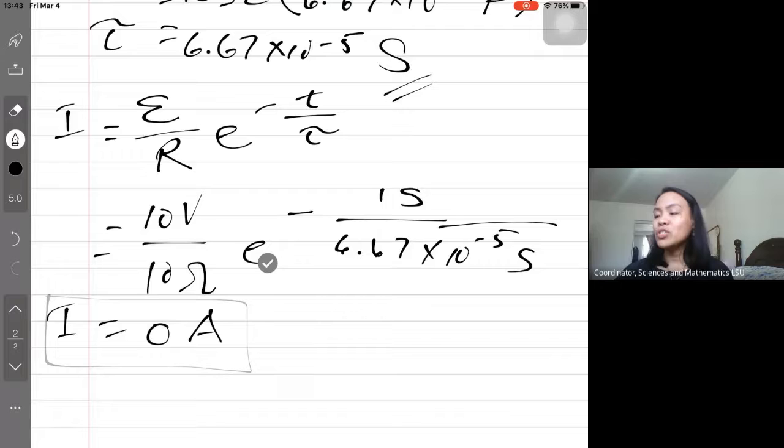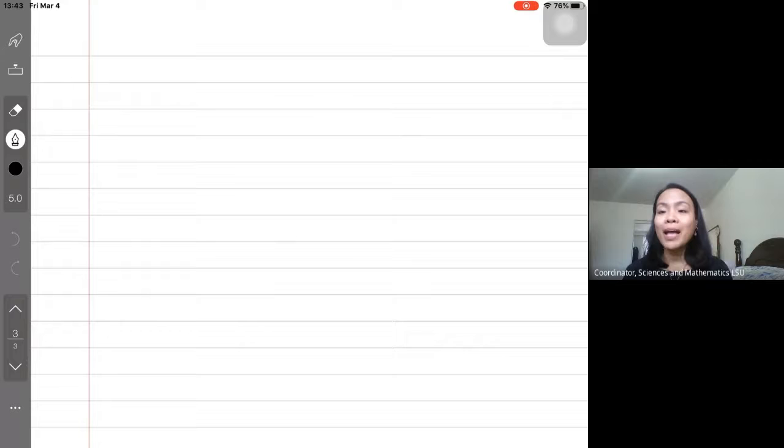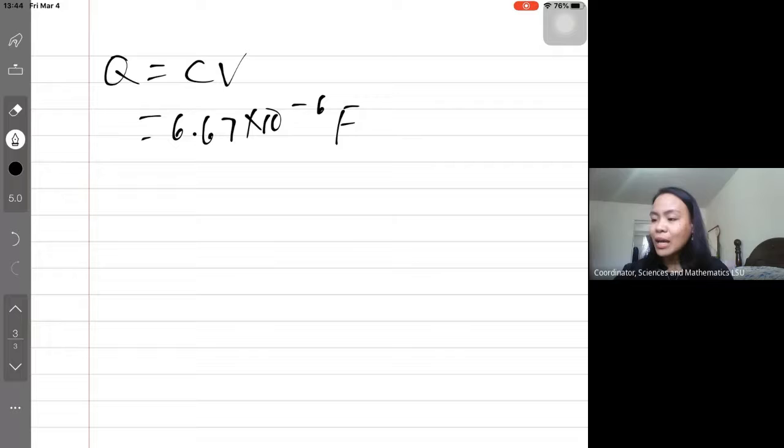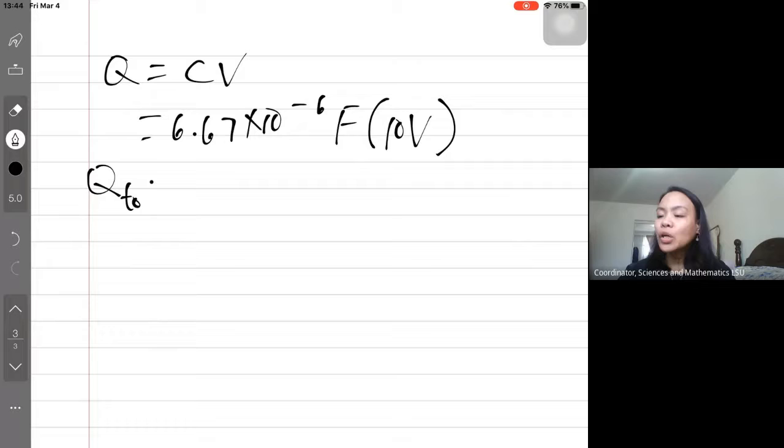Now, getting the energy stored in each capacitor at that given time, we need to get the voltage value first in each capacitor. So in getting the voltage value, we have to get the total charge of the circuit that we have. In getting the total charge, you have Q is equal to CV. We already learned about that. So our equivalent capacitance was 6.67 times 10 to the negative 6 farad times the voltage 10 volts. Our total charge for our whole circuit is 6.67 times 10 to the negative 5 coulomb.